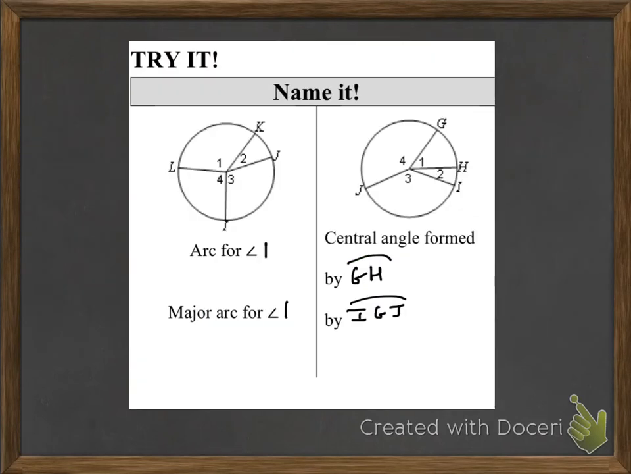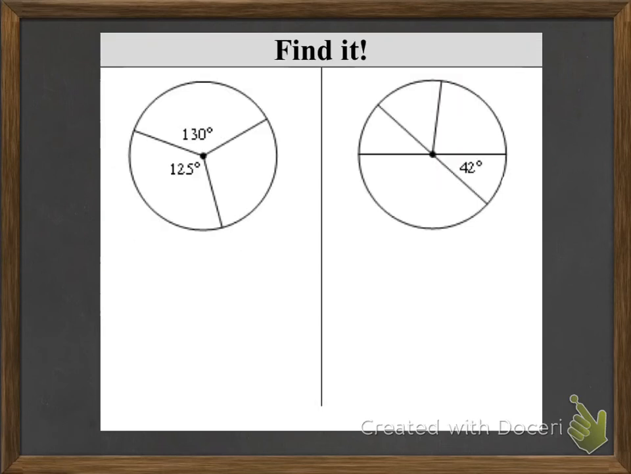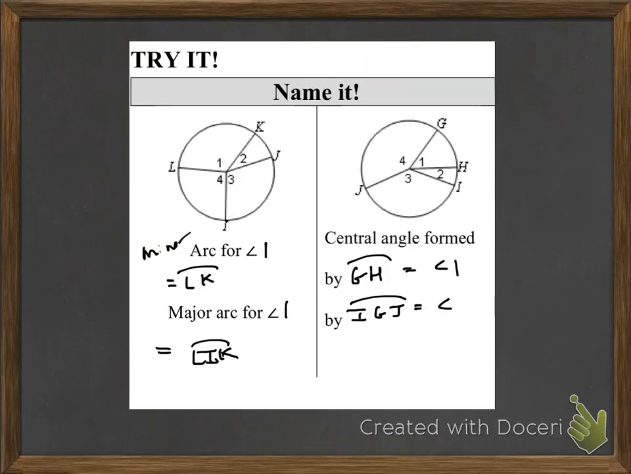So in this first problem, we're trying to find the arc for angle 1. And if they don't say minor or major, then you assume that it's a minor. So we're looking for the minor arc. Minor arc of angle 1 is LK. The major arc for angle 1 is the opposite side of the angle, really, so it's LIK. Now remember, major arc has to have 3 letters. On the problem on the right, central angle formed by arc GH would be angle 1. Central angle formed by IGJ would be angle 3.